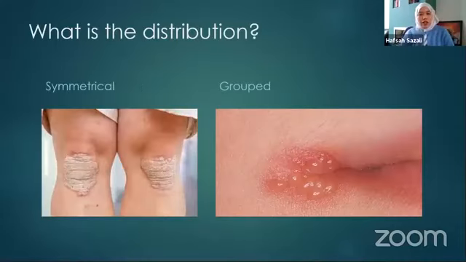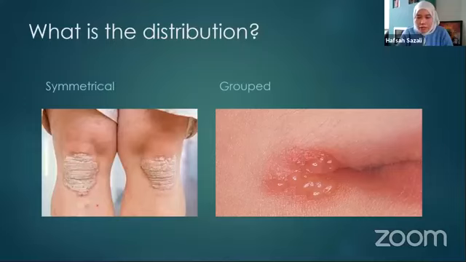So the next point is the distribution, because there are certain skin conditions that typically present in certain distributions of the skin. For example, you can see here a well-demarcated crusty plaque on the elbows, which has a symmetrical distribution. Sorry, on the knees. So you should also look at the other extensor surfaces like the elbows, and other typical sites like the scalp, the umbilicus, the perianal area. Those are the typical sites for psoriasis.